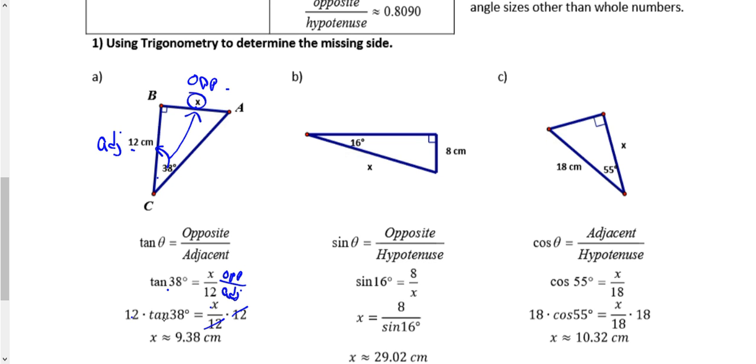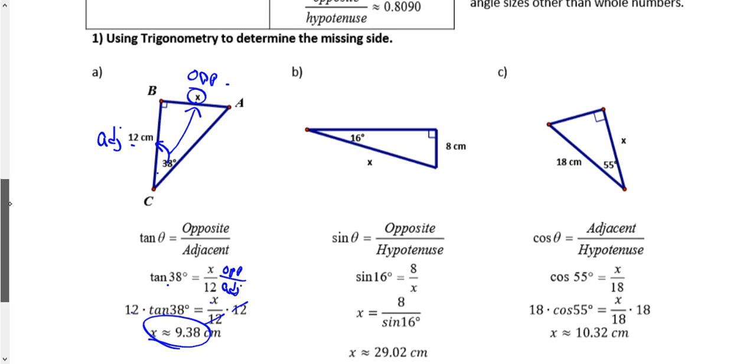Well, what do you do from there? Got your calculator? Do 12 times tangent 38. Everybody do it right now. See what you get. 12 times it. What does that say? 9.37. 9.38. Okay? Let's look at the next example.